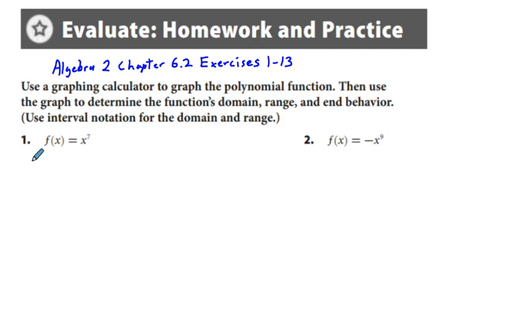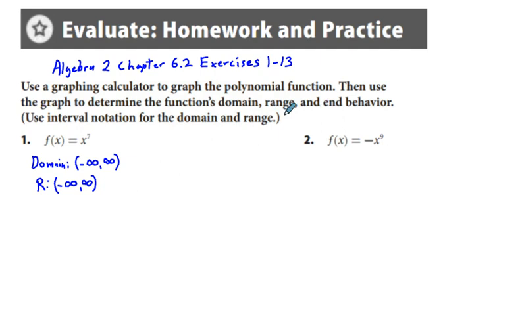So our domain for this, and also for all polynomial functions, is going to be greater than negative infinity, less than infinity. The range, I'm just going to put R, is likewise going to be greater than negative infinity, less than infinity.